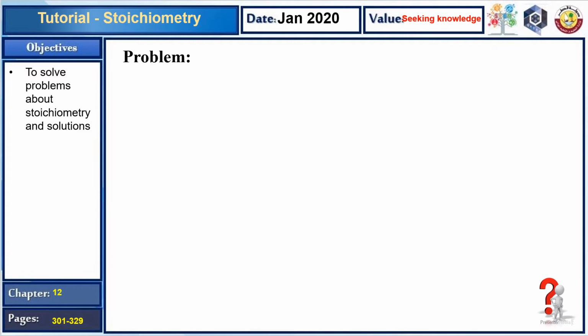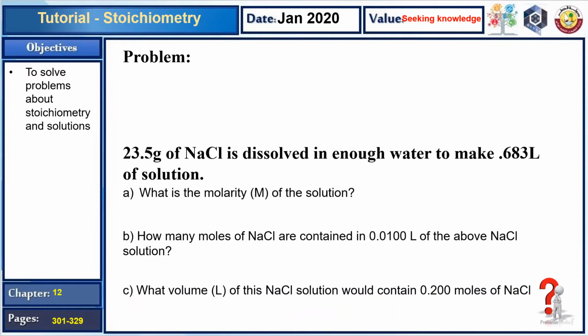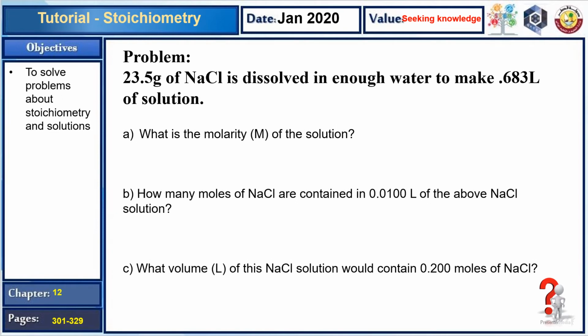Now let's come to the problem that we are going to solve today as an example. This problem is saying that 23.5 gram of sodium chloride is dissolved in enough water to make 0.683 liter of solution. And 3 different questions are being asked.